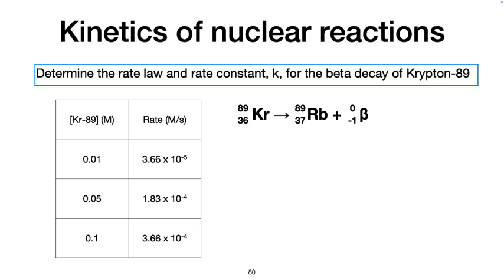Okay, so if we're going to try and determine the rate law and the rate constant, for me personally, where I would like to start would be what I think the rate law is going to be. So rate equals k. I would get sloppy and drop the mass number and the atomic number. And then this would be to an unknown order x.